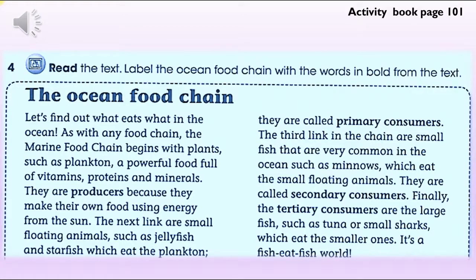The third link in the chain are small fish that are very common in the ocean, such as minnows, which eat the small floating animals. They are called secondary consumers. Finally, the tertiary consumers are the large fish, such as tuna or small sharks, which eat the smaller ones. It's a fish eat fish world.